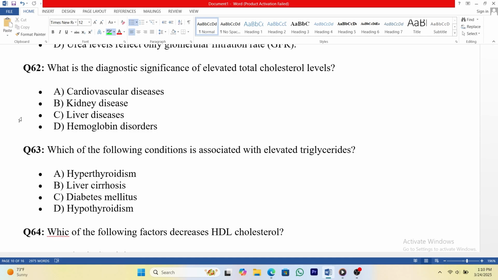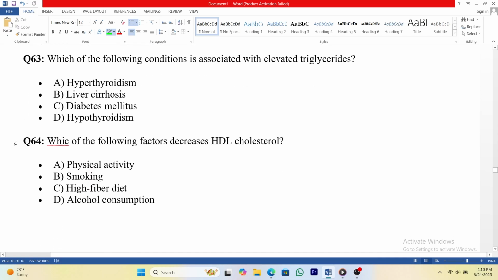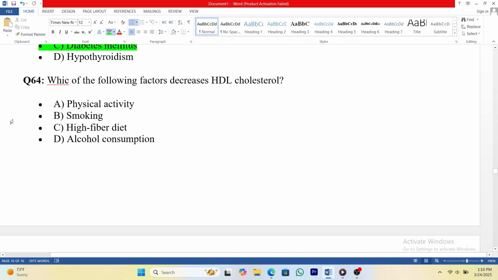A. Cardiovascular diseases. B. Kidney disease. C. Liver diseases. D. Hemoglobin disorders. Answer: A. 63. Which of the following conditions is associated with elevated triglycerides? A. Hyperthyroidism. B. Liver cirrhosis. C. Diabetes mellitus. D. Hypothyroidism. Answer: C. 64. Which of the following factors decreases HDL cholesterol?